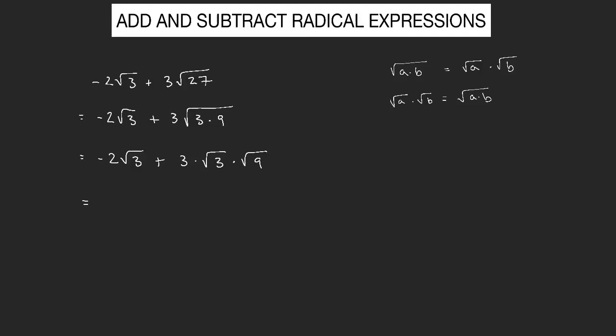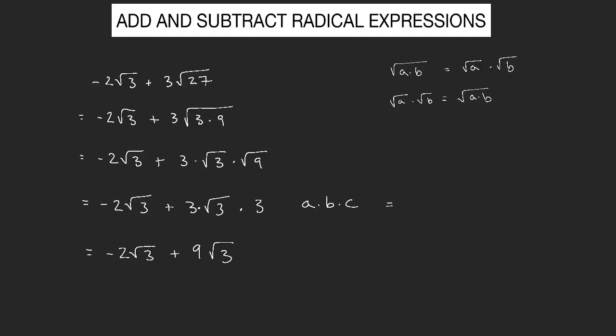Okay, so now we have negative 2 times root 3 plus 3 times root 3 times square root of 9 is 3. Okay, so this equals negative 2 times root 3 plus 9 times root 3. Just multiplying the 3's together, 3 times 3. Remember, this is all being multiplied together. A times B times C.